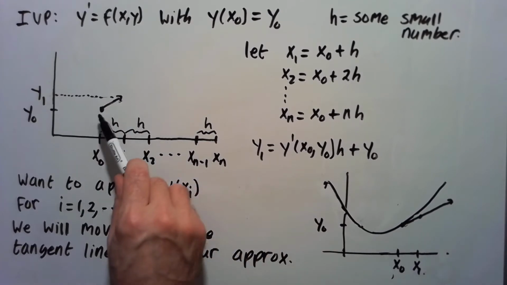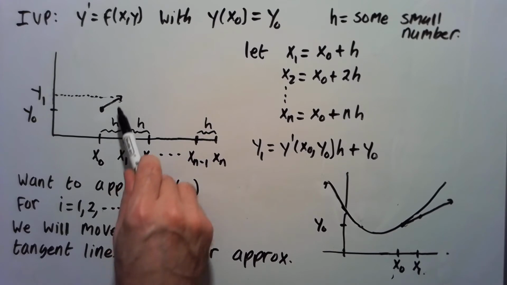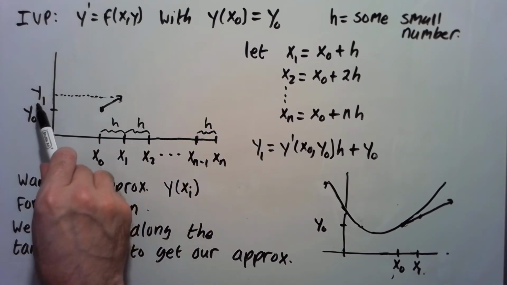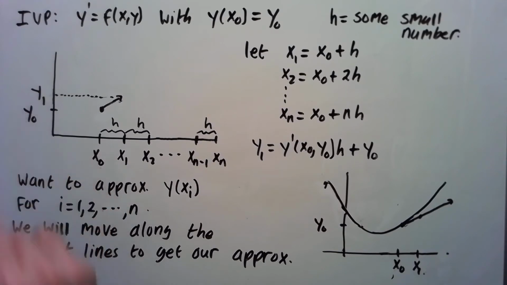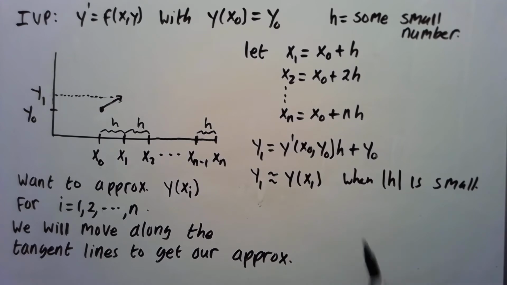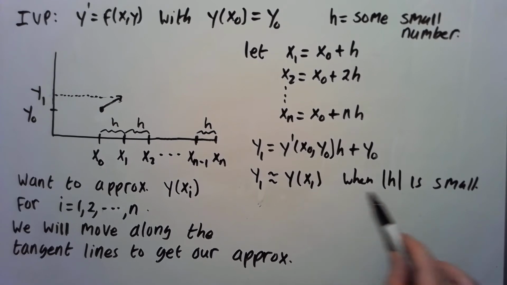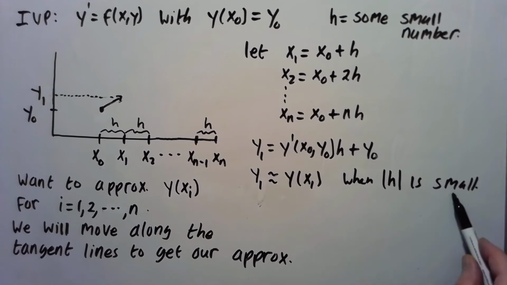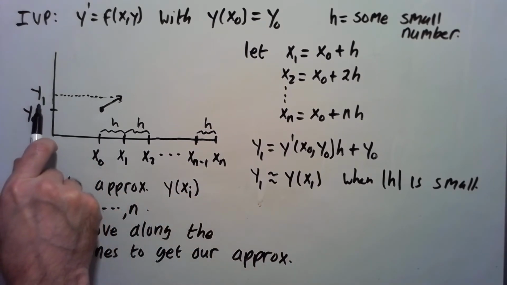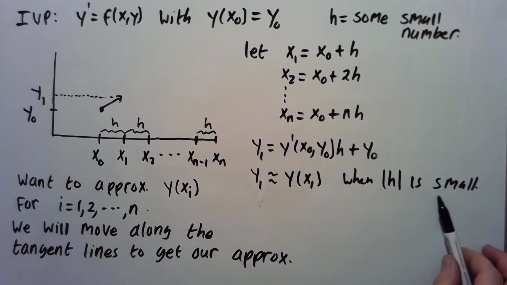So up here, moving along the tangent line, if h is small, this y1 should be close to the actual function value at x1. So let me write that. The y1, our approximation along the tangent line, is roughly equal to y of x1, where y is our actual solution, when the absolute value of h is small. Okay, so therefore this y1 should be a pretty good approximation if the h value is small.